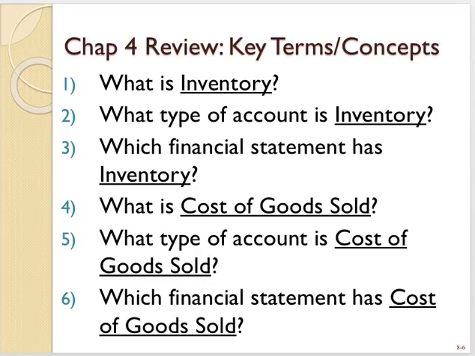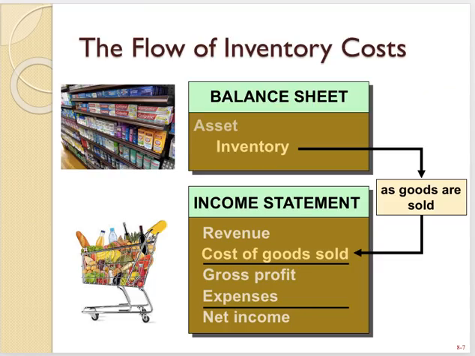Okay, so hopefully you've had a chance to write down some answers to those questions. Now let's see if you got them right. First of all, what is inventory? Well, inventory is product that the company owns with the intent of selling it. So like in a grocery store, all of this stuff that you see in a store shelf is the company's inventory because they have it there with the intention of selling it to their customer.